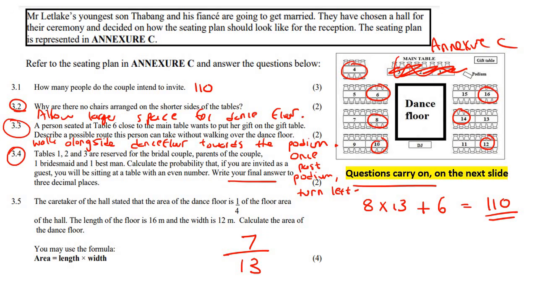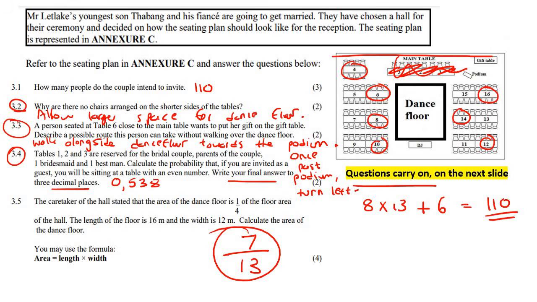And it says write your final answer to 3 decimals. So just go type this on your calculator. And then to 3 decimals, that would be 0,538. The caretaker of the hall stated that the area of the dance floor is 1/4 of the floor area of the hall. The length of the floor is 16 meters and the width is 12. Okay, so they're talking about the entire floor now. So this is 16 meters and then this is 12 meters.